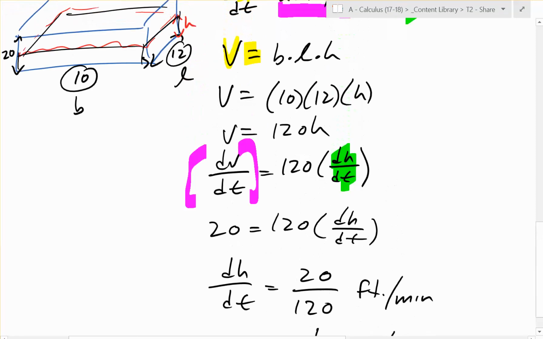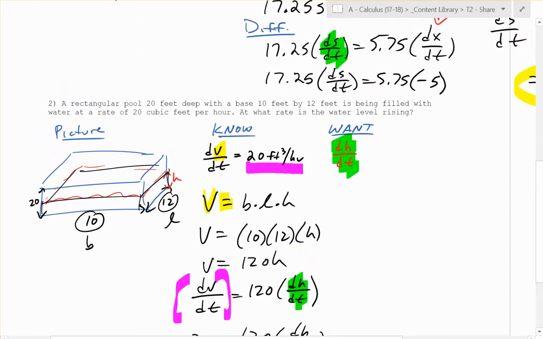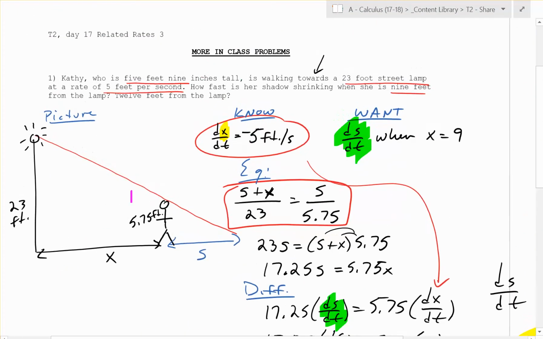And you'll notice it wasn't at a specific time because the height of the water is changing the same amount every second. And before I forget, let's go to the second part here.